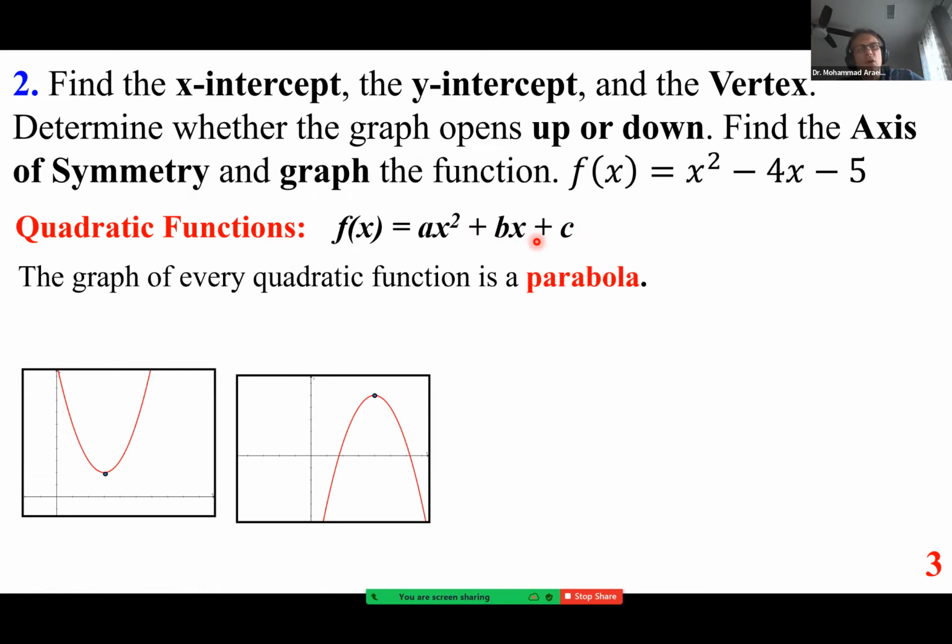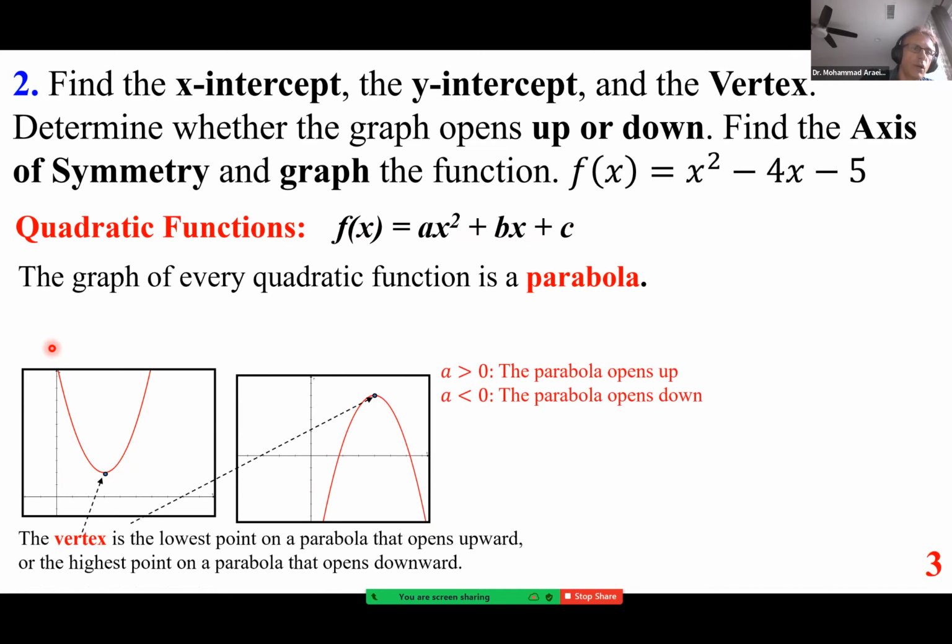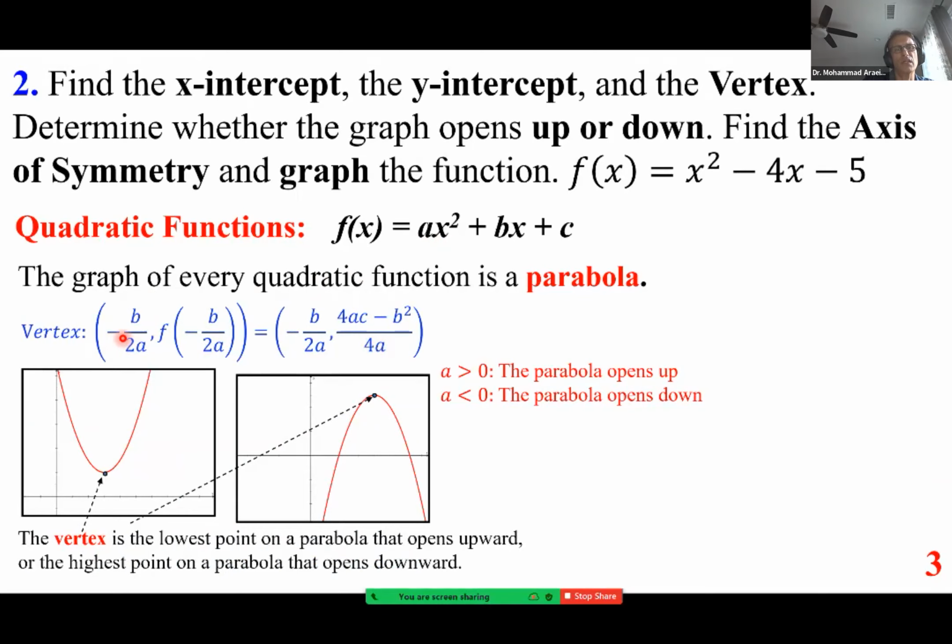The graph is called a parabola. If a is positive, it opens up. If it's negative, it opens down. When it opens up, the lowest point, and when it opens down, the highest point, those are the vertices, or vertex for this one, vertex for that one. The x coordinate is minus b over 2a. I like to stick with that only, plug it in, and now I have the y coordinate, or you can memorize the formula. One is good enough, x is minus b over 2a, and plug it in.